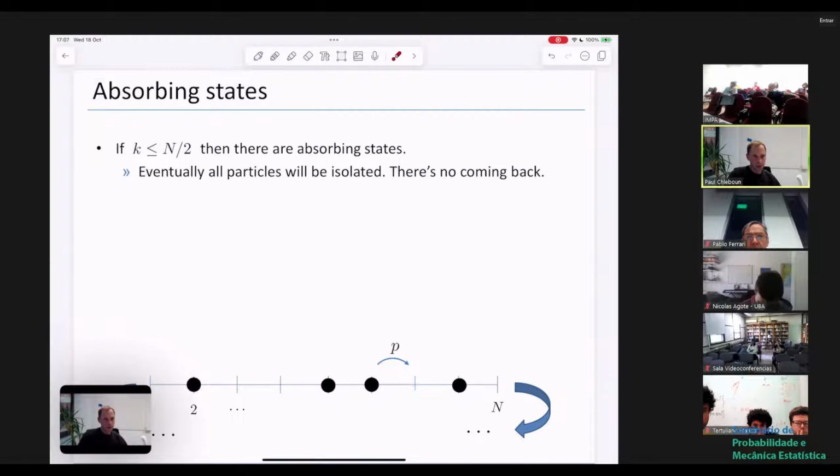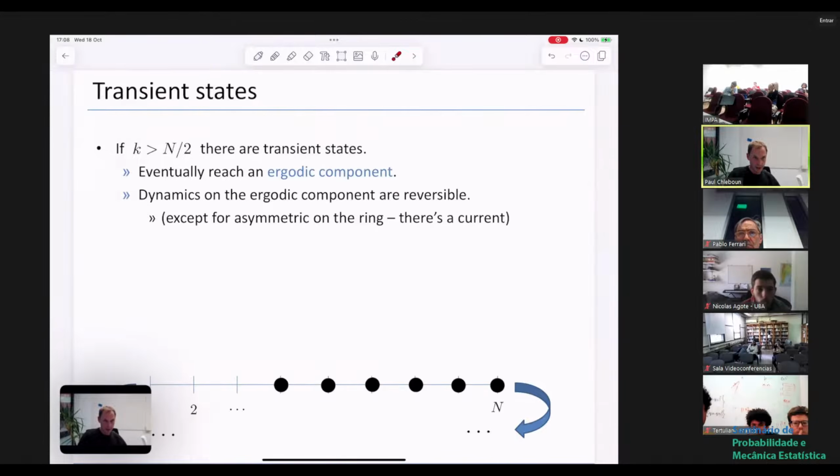So if the total number of particles is smaller than n over 2, the system's sort of trivial in that you just wait till you hit an absorbing state and then you're stuck there forever. So the interesting situation for the mixing time is, okay, it's clear there's no coming back. The case we'll be interested in is when the total number of particles is strictly bigger than n over 2. So in this case, you eventually reach some ergodic component.